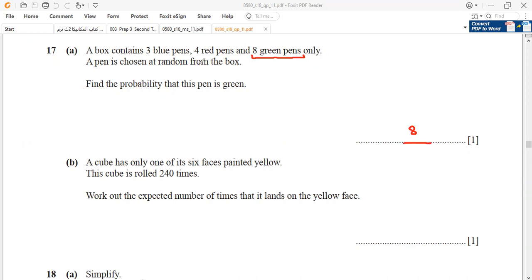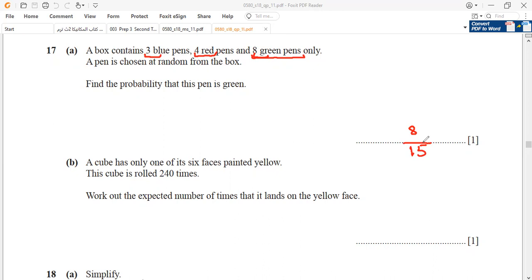over the total number of the pens in the box. We have 3 blue, 4 red, and 8 green. 3 plus 4 is 7. 7 plus 8 is 15. So the probability here will be 8 over 15.